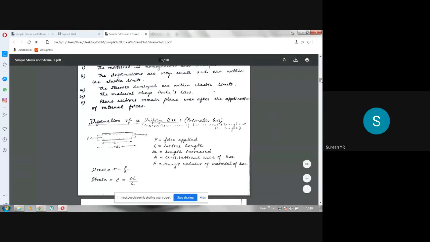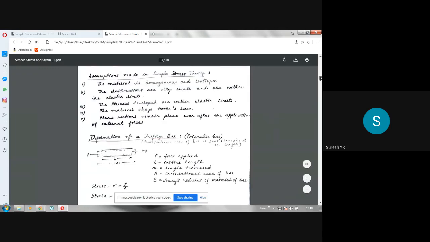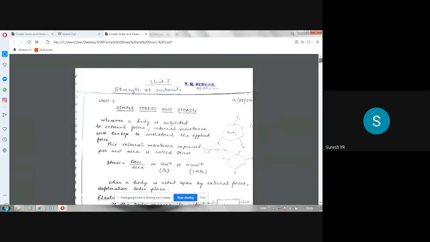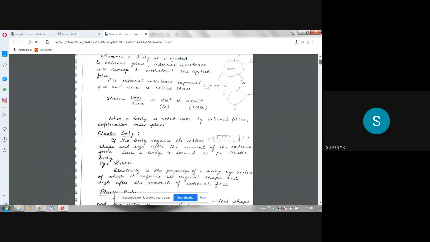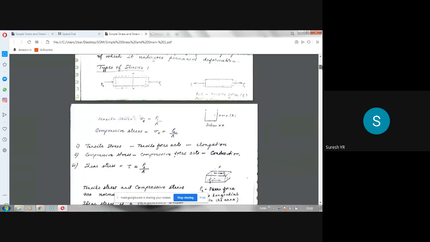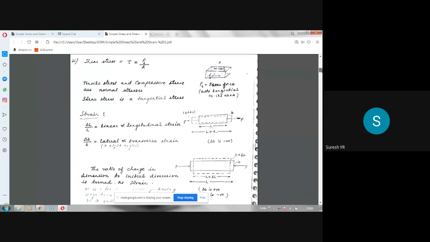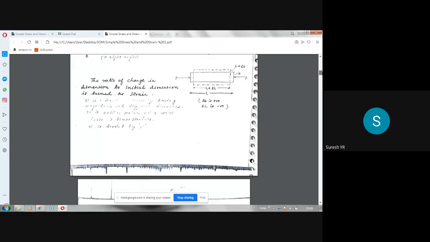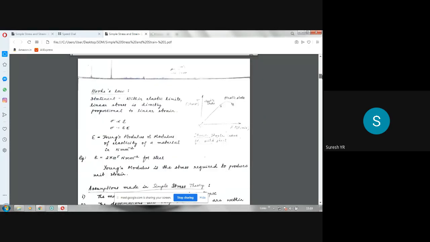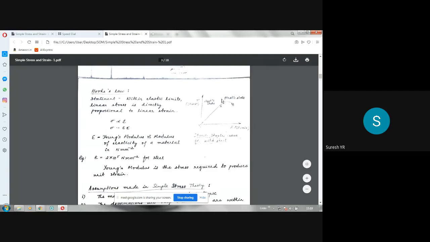Okay, then we'll start. So in the morning I explained about the types of stresses: tensile stress, compressive stress, shear stress, and about elasticity and plasticity aspects, and strain, lateral strain, linear strain, those things, and Hooke's law with a graph. So the graph of stress versus strain. Stress will be Newton per mm square. Strain doesn't have any unit. So initially it will be a straight line, then it will be a curve like this, then it comes down.